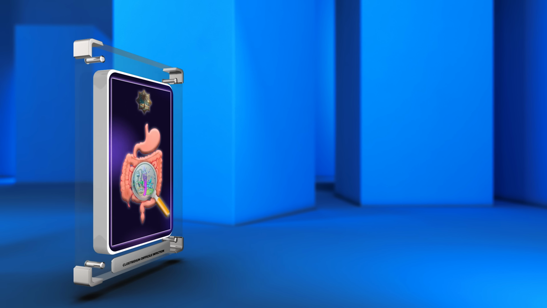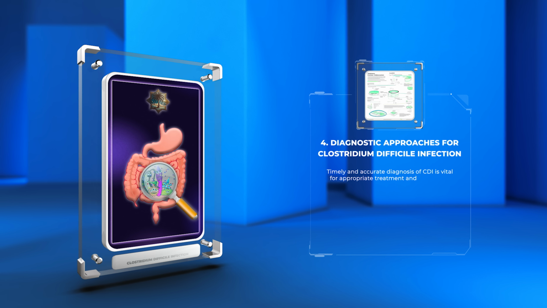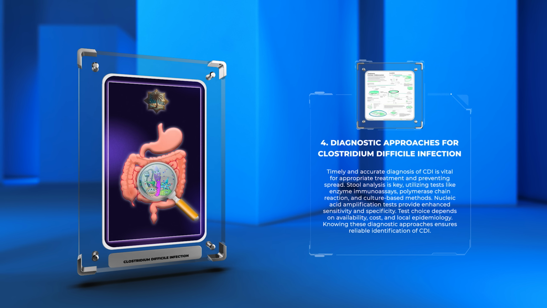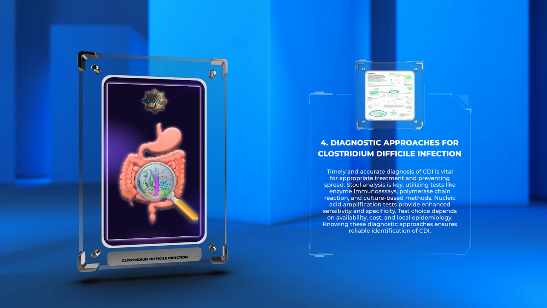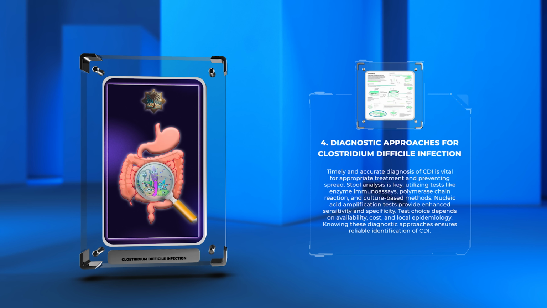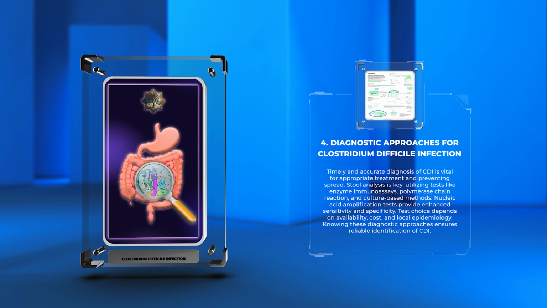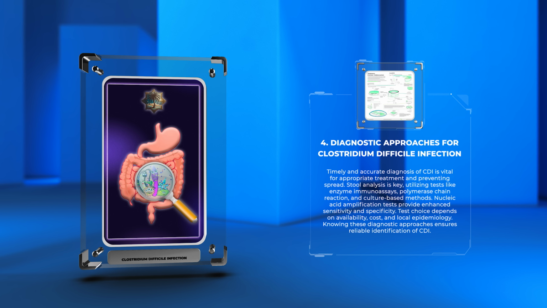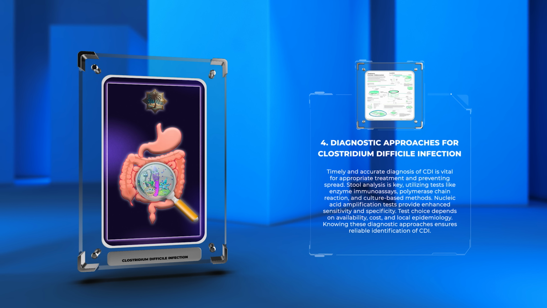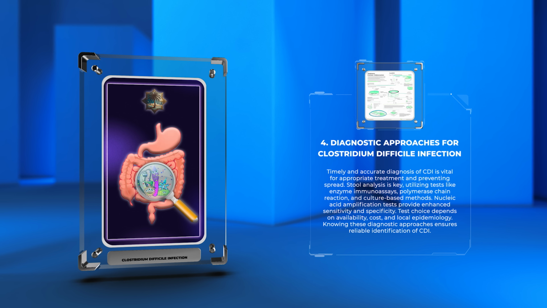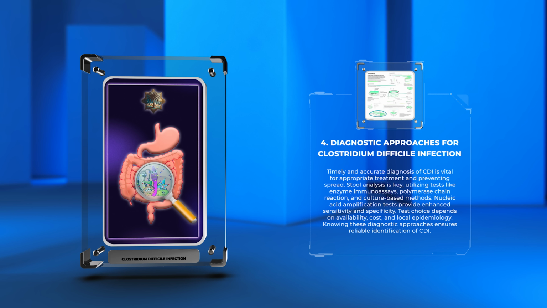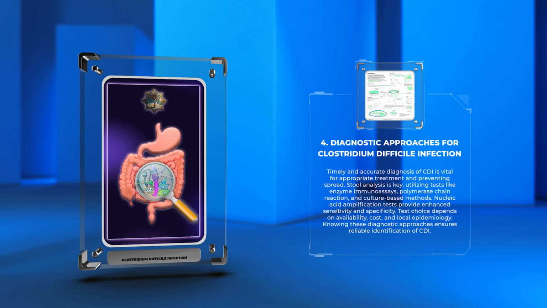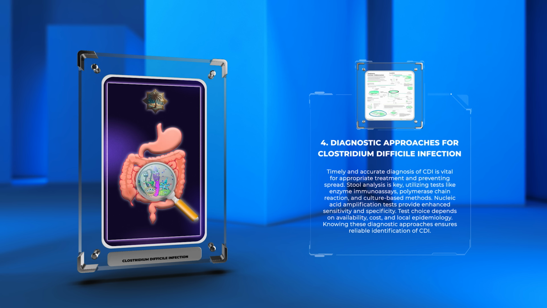Timely and accurate diagnosis of CDI is vital for appropriate treatment and preventing spread. Stool analysis is key, utilizing tests like enzyme immunoassays, polymerase chain reaction, and culture-based methods. Nucleic acid amplification tests provide enhanced sensitivity and specificity. Test choice depends on availability, cost, and local epidemiology. Knowing these diagnostic approaches ensures reliable identification of CDI.